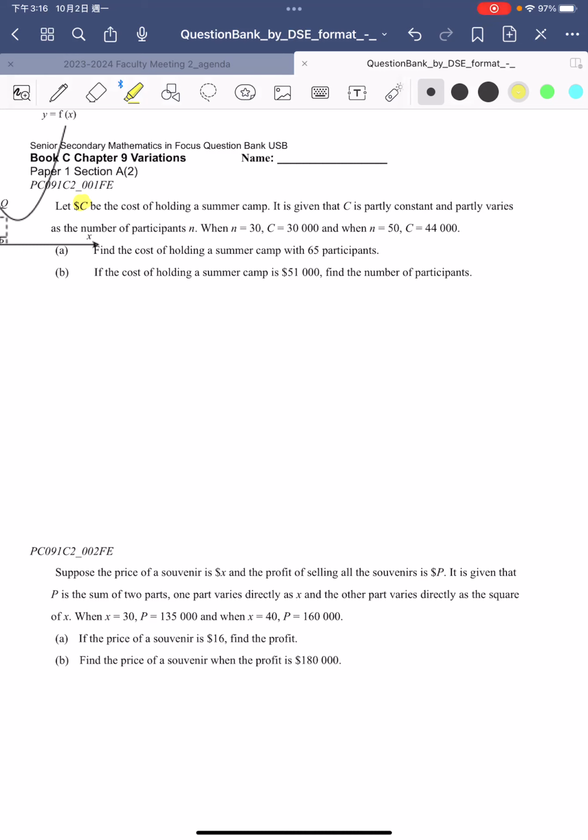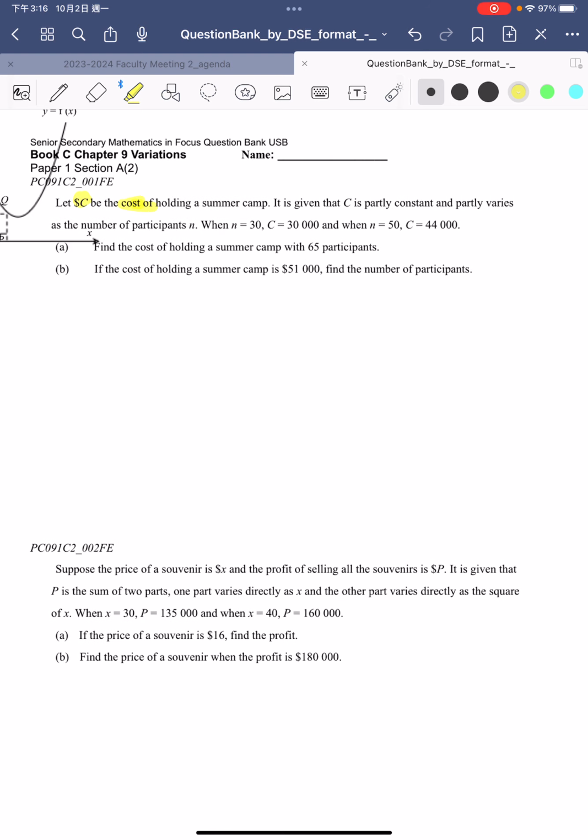Hello guys, in this video we're going to talk about the DSC type questions about the topic variation. So let's see the first question. The first question is talking about we have a variable C, and this is the cost of holding a summer camp, so that's the cost of something. And we have the C is partly constant and is partly varies as a number of participants n.